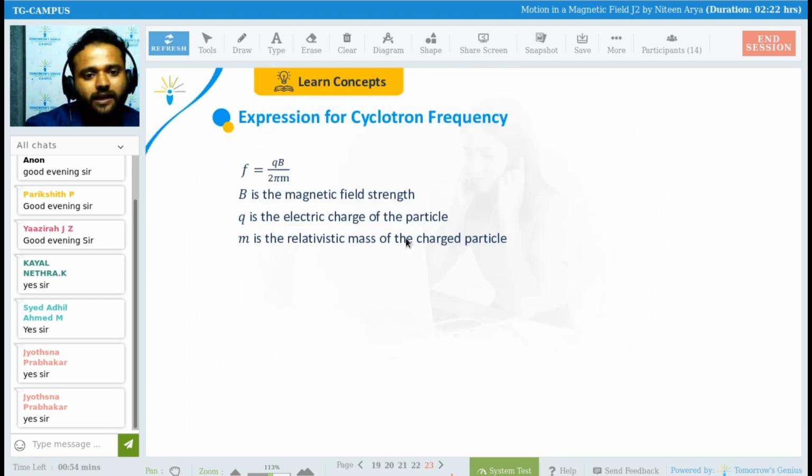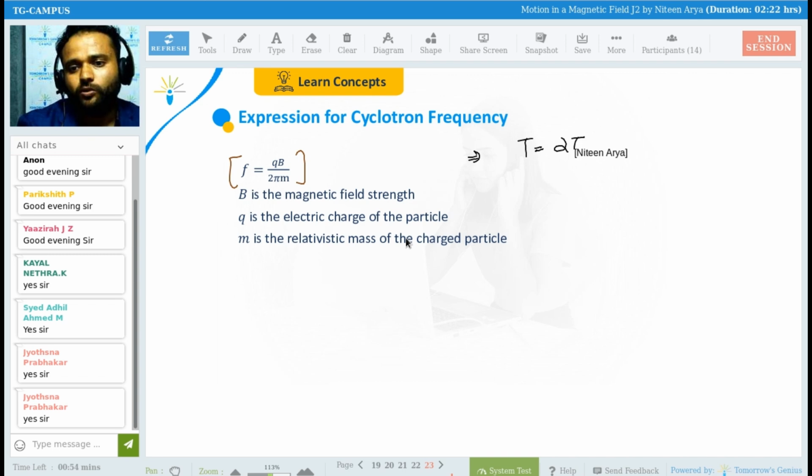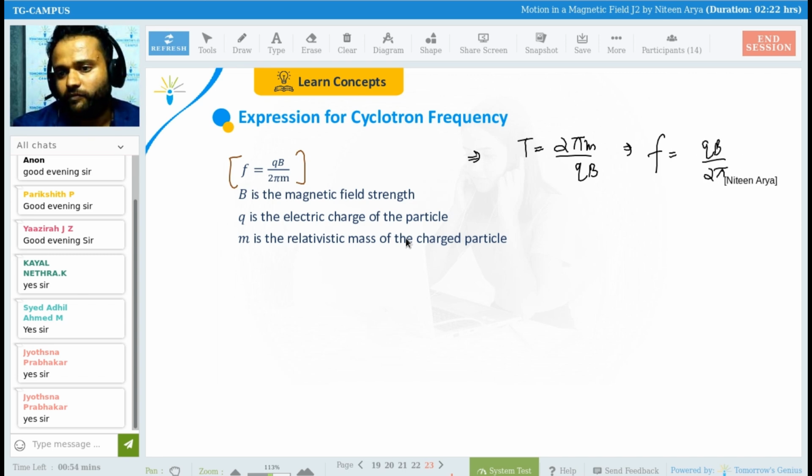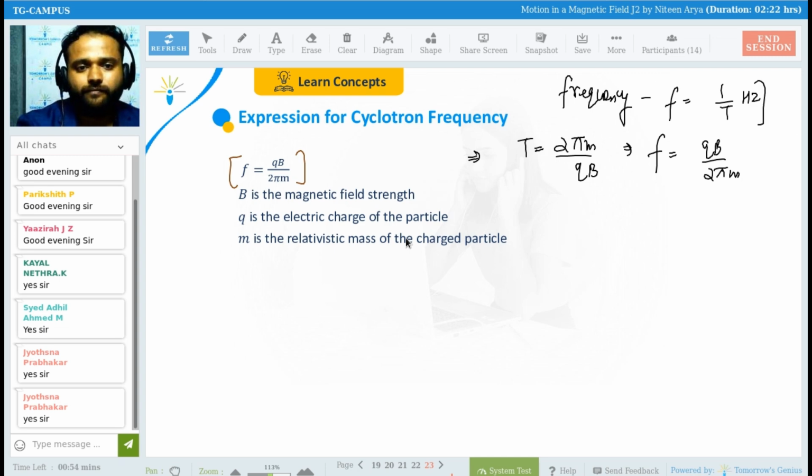Now what is cyclotron frequency? F equals QB by 2 pi m. Where did it come from? Simply understood. I already told you, whenever any charged particle is moving in a circle, it has a time period which is 2 pi m upon QB, and so the frequency of that is QB upon 2 pi m. Why so? Because we know frequency F is 1 upon time period, hertz or second inverse. Clear now?